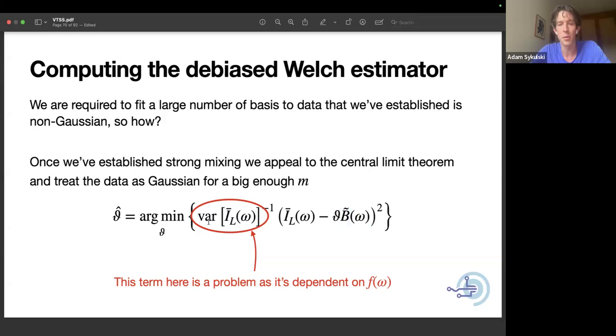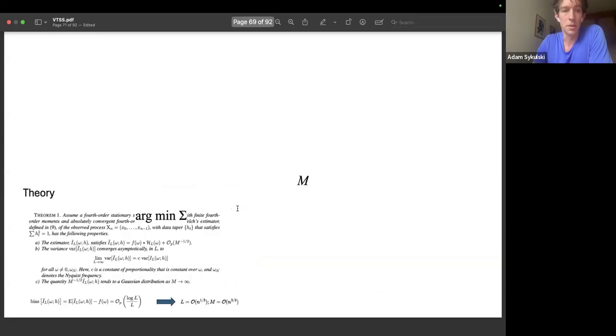But the problem is that we need to reweight by the variance of Welch's estimator. But the problem is that that's model dependent. It's dependent on the spectrum, the very thing we're trying to recover. So there's a circular problem here. We don't know how to reweight our least squares because we don't know what this is. So here we can appeal to some theory and we can appeal to some asymptotics.